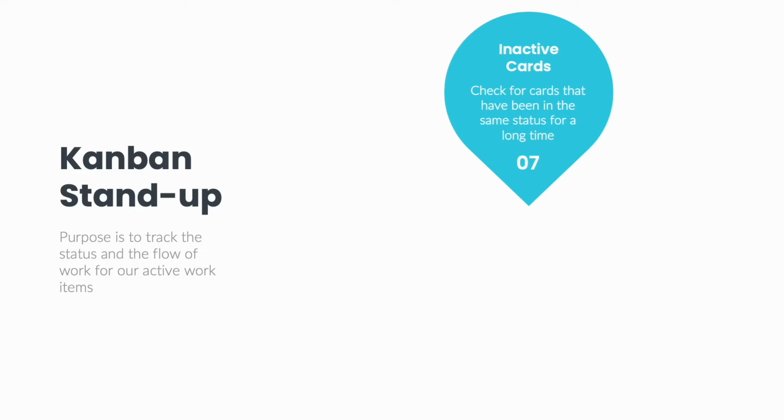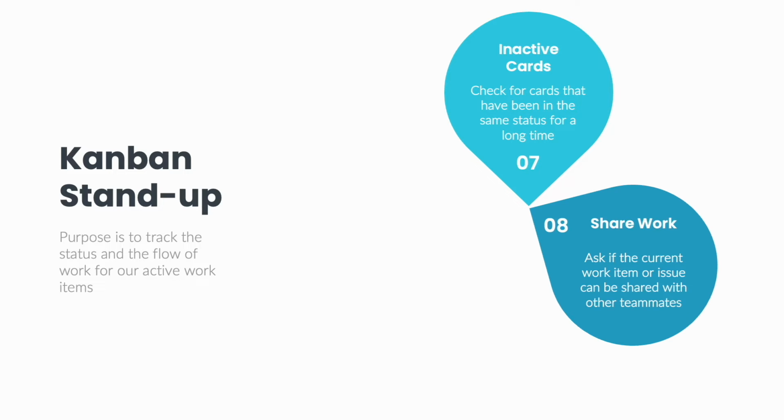The delivery lead should also keep an eye on any work items that have been in status for a longer time than usual. If this applies, ask for additional information on those specific work items. Sometimes developers get stuck on a problem without communicating they are running into challenges. Not everyone is comfortable with asking for help. One suggestion is to ask if the current work item or issue can be shared with other teammates.